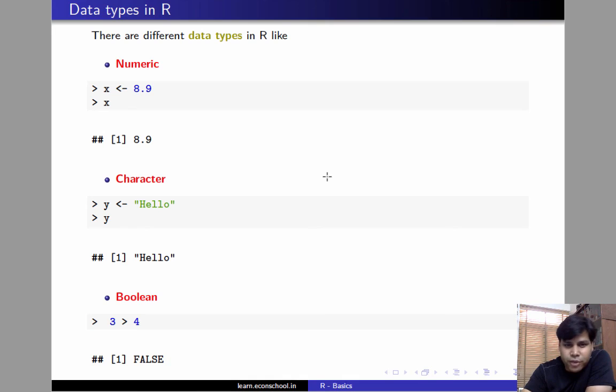So in this video, we have learned some basic data types in R. In the next video, we'll learn about how to combine these data types to form vectors and matrices.